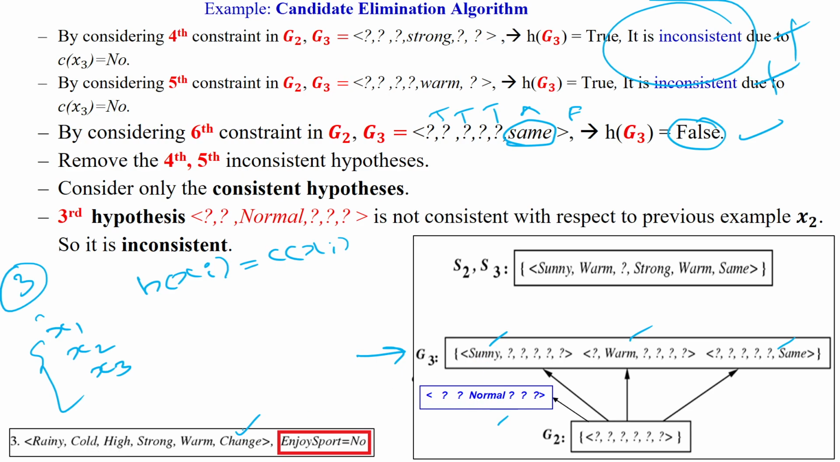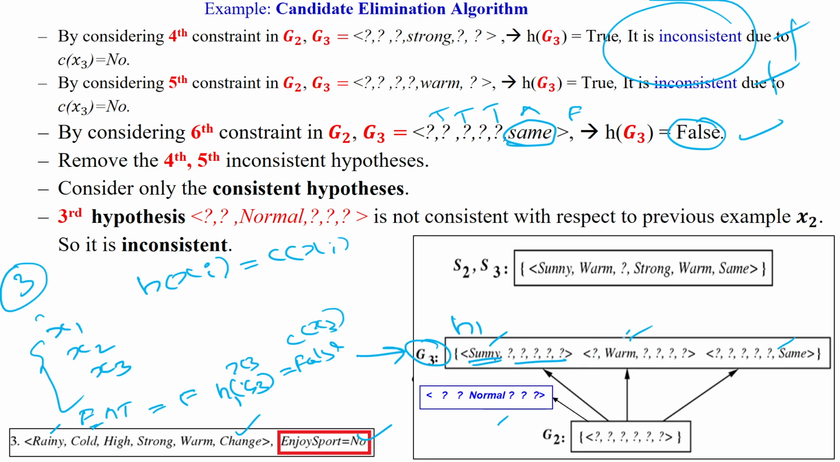Now you check this with the training examples. This is hypothesis 1. Is Sunny accepting the rainy? No, it is false. Then all the others are accepting, so all are true. False and true will give you the false. So this hypothesis, hypothesis 1 of G3 with respect to X3, also gives no. Here also no means false. So c of x3, it is consistent.